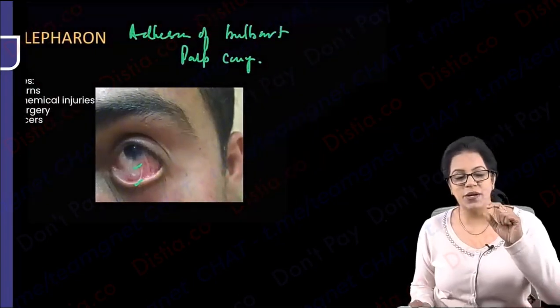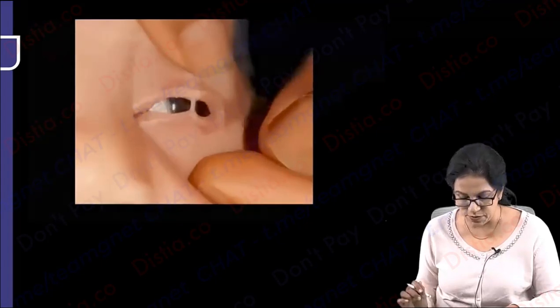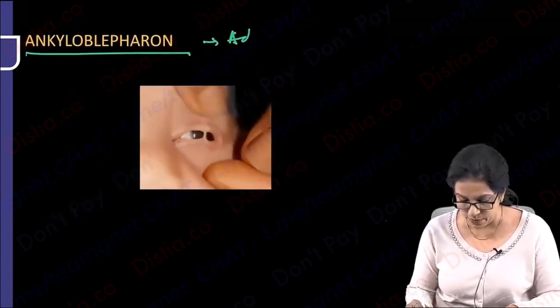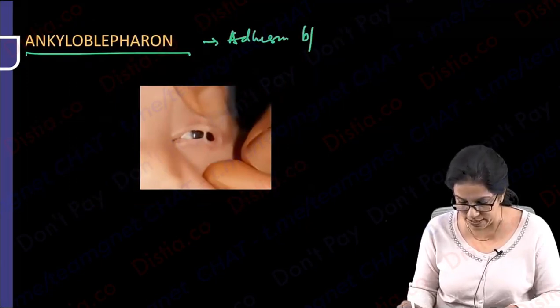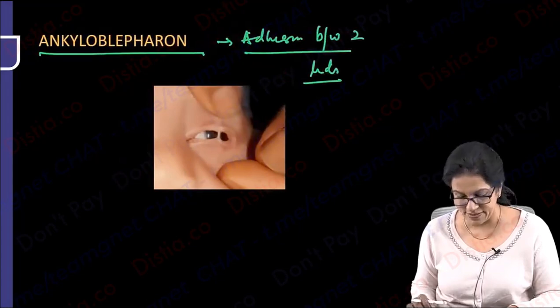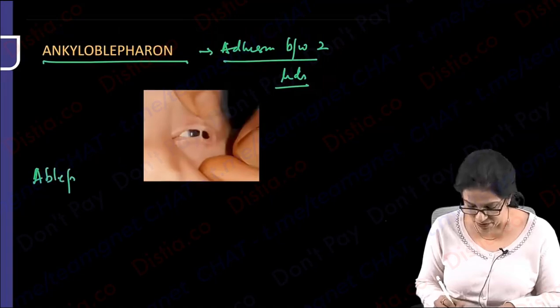And when the two lids join, what do you call that? Ankyloblepharon. Adhesion of the two lids. This one is congenitally seen here. So write down. When there is adhesion between two lids, this is called ankyloblepharon. What is ablepharon? Absence of lids. If you want to know, ablepharon will be absence of lids.